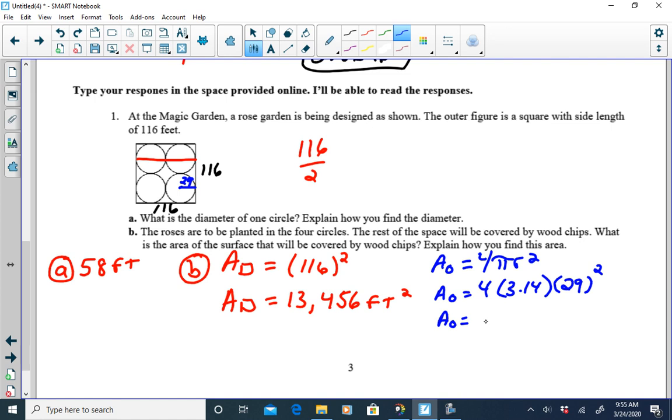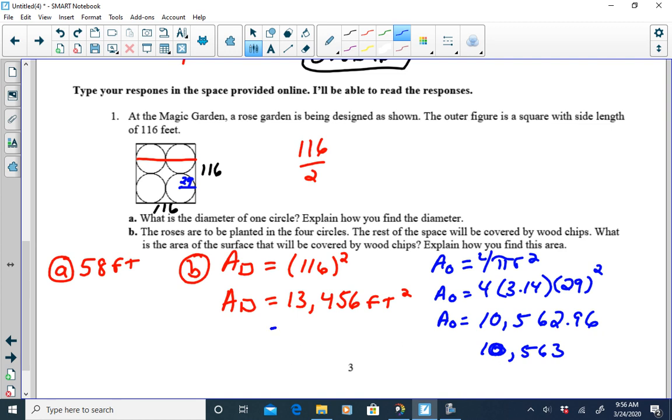Alright, so the area of the circles is going to be equal to your 29 squared, so 29 times 29, and then you want to multiply that by 4, and then times 3.14. That's going to give you 10,562.96. We're going to make that 10,563. Let's just round that to the nearest whole number. Okay?